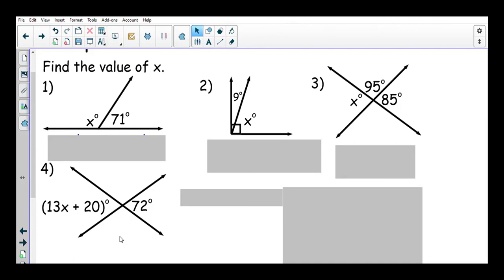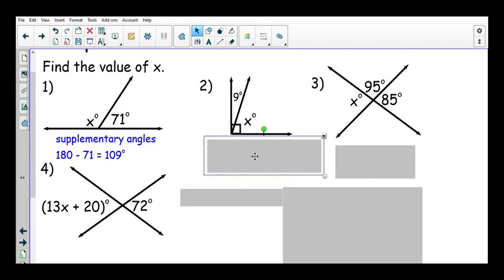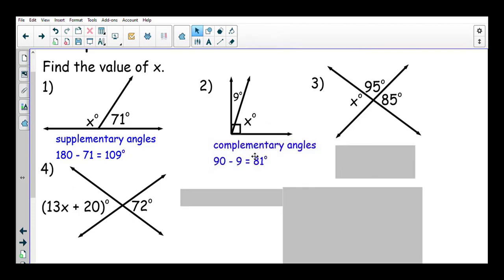All right, so let's take a look at number 1. Hopefully you were able to find this solution. It's a pretty straightforward question. These are supplementary angles which add to 180. 180 minus 71 is 109. In number 2, we've got some complementary angles, so take 90 minus 9 to get 81 degrees. Number 3, we have some vertical angles here.